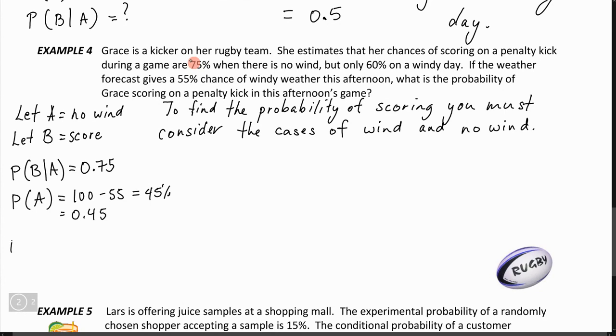Okay. So then what's the probability of her scoring given that there is wind? A prime. So we're now using the complements. So A prime is when there is wind. So the probability is 60% for her to score if it is a windy day, which is what it says up here. That's going to be 0.6 as a decimal.